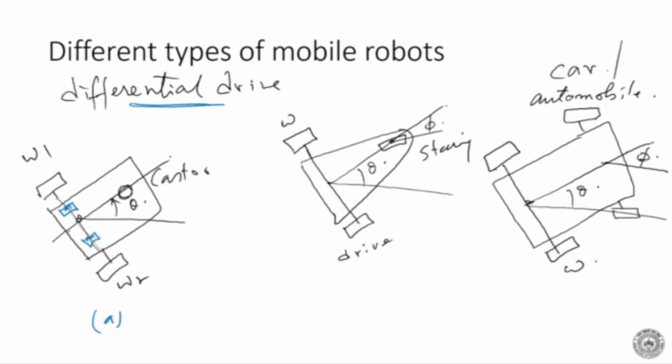Now we have a frame. This is my frame, the fixed frame, or the reference frame. This is my x, that's my y.